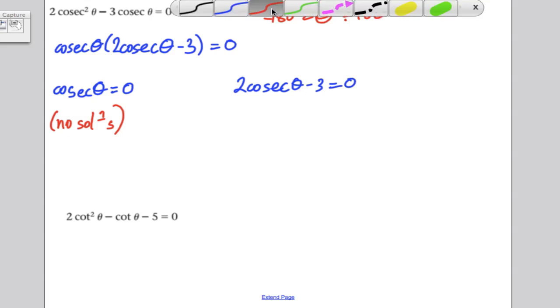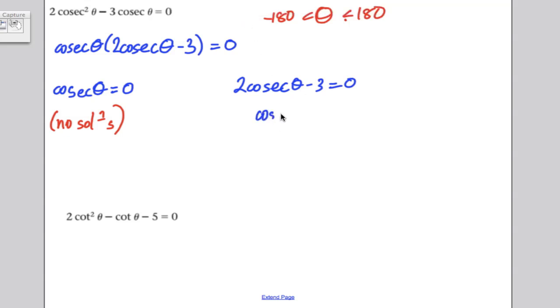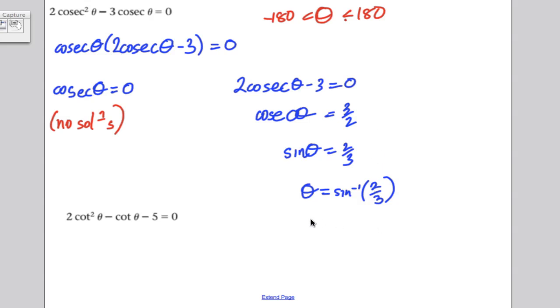This here, well, we would have that cosec theta would therefore be 3 over 2. And cosec is 1 over sine. So 1 over sine is 3 over 2, so sine must be 2/3. So theta is the inverse sine of 2/3, and you get 41.8 degrees for theta.